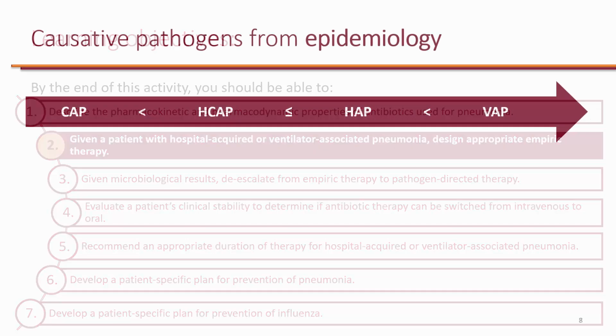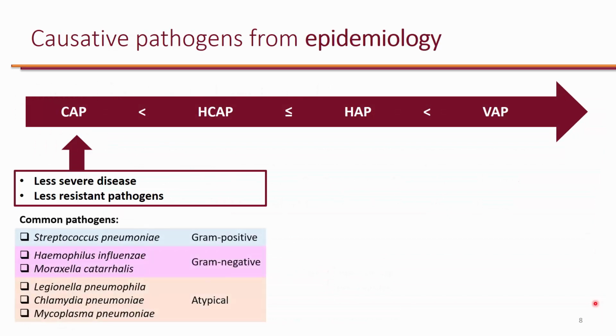At this point, you should know that community-acquired pneumonia is a relatively less severe type of pneumonia caused by less resistant pathogens such as strep pneumo, H. flu, Moraxella catarrhalis, and atypical organisms.